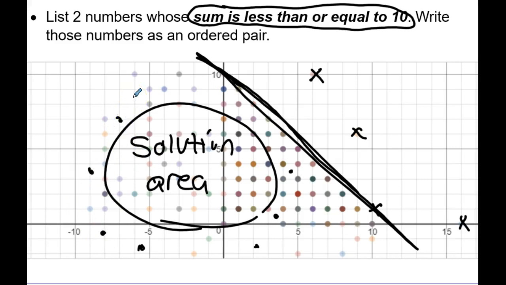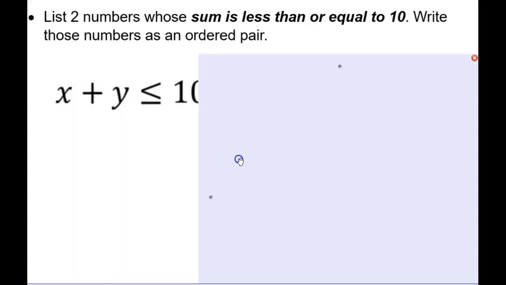And when we graph linear inequalities, instead of looking at individual dots, we typically look at this line, which is essentially your boundary line. That boundary line, guys, is this inequality right here. When I have two numbers whose sum is less than or equal to 10, well, x is number 1, y is number 2, and the sum has to be less than or equal to 10.